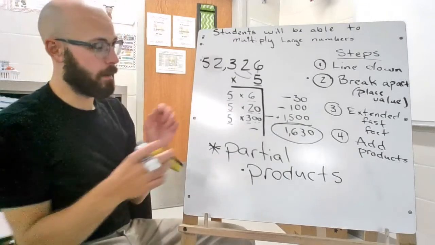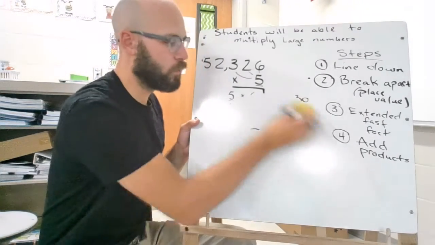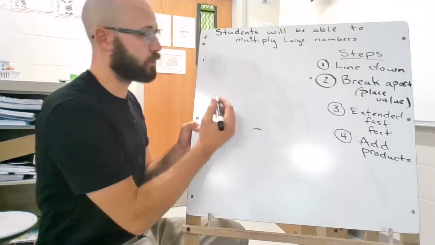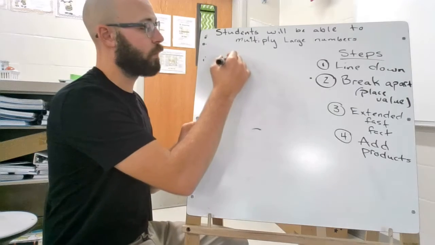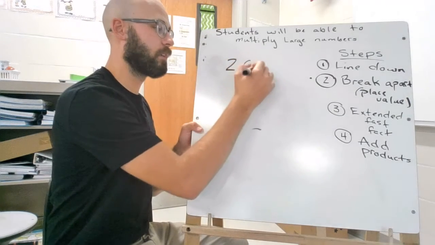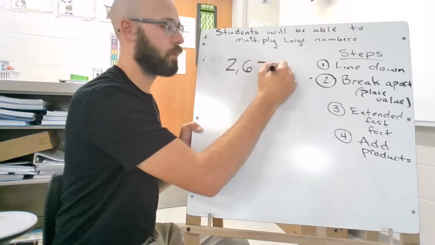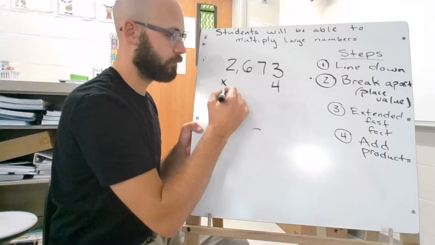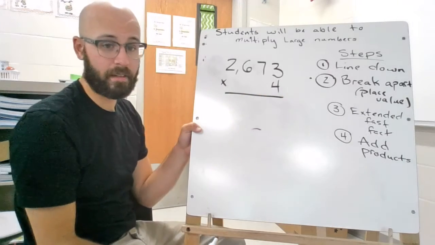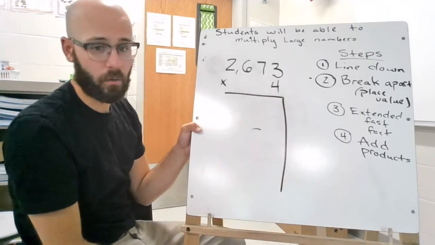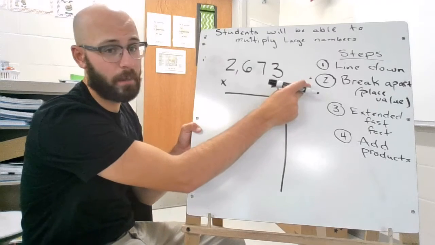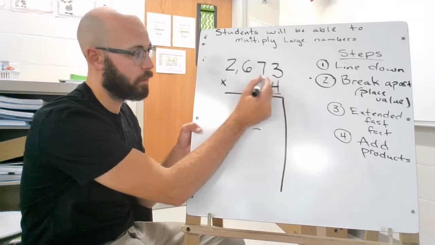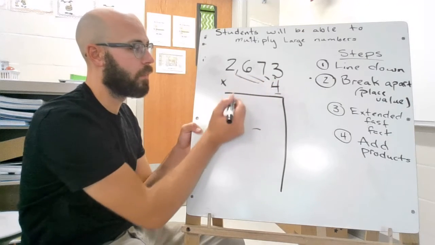Okay? I'm going to do one more of those, just to review one more time, then I'm going to give you guys some problems too. How about, let's do one in the thousands. 2,673. And if I wanted to multiply that by, let's do 4. First step, draw the line down, straight down. Next step, we have to break it apart by place value. I start with the ones on the bottom, multiply it by all the place values on the top.